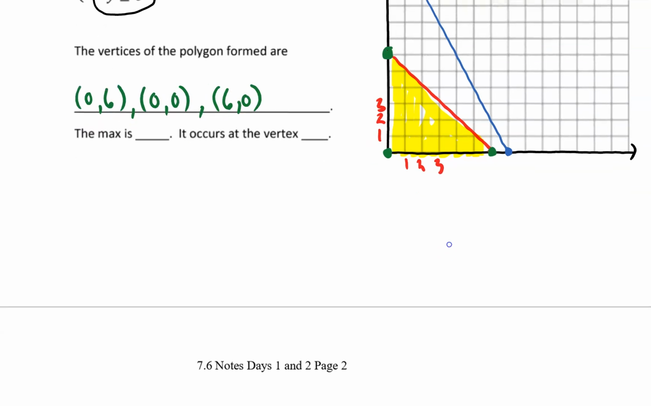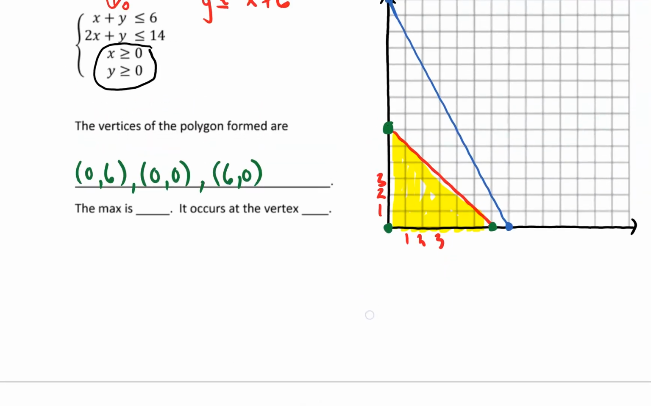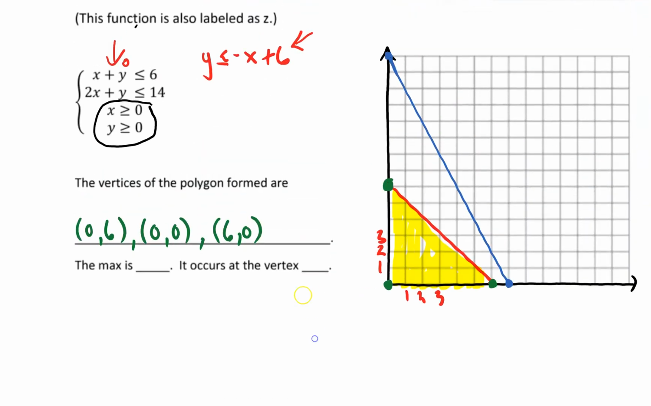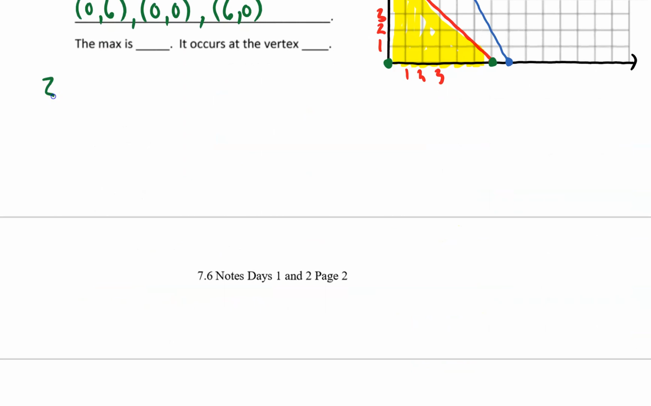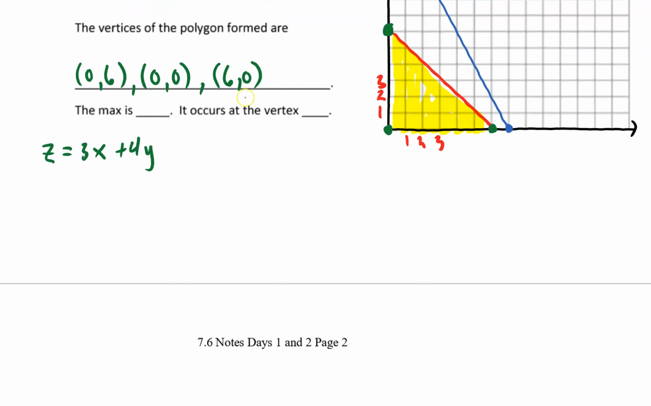And now they want us to find the max. Where does that occur? Well, if I look at my function that they gave us, this was z. Remember, this would be z right here. So z would equal 3x plus 4y. So that just means take your vertices, plug them in, and see which one gives you the biggest result. So x is 0 in this one, so it'd be 3 times 0 plus 4 times 6.